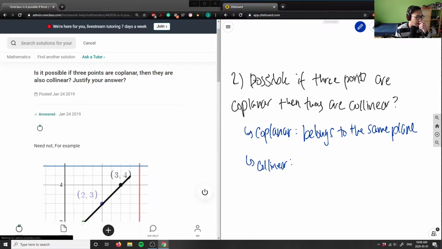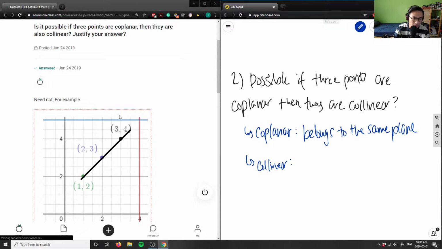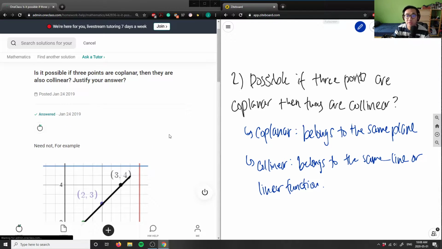So collinear just means that it follows a set formula, you can think of it as an equation of a line. Follows a constant kind of increase here. So again, for example, this graph here would be collinear because all the points lie on that line. So I'll say belongs to the same line, or you can say linear function. Okay, so it says describe if 2 points are coplanar, then they are also collinear.